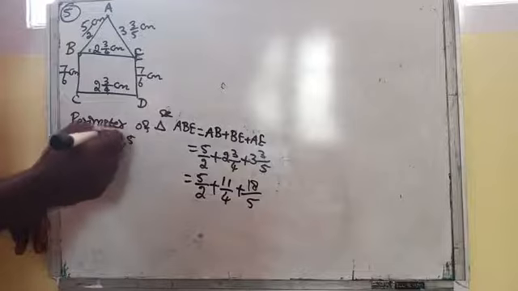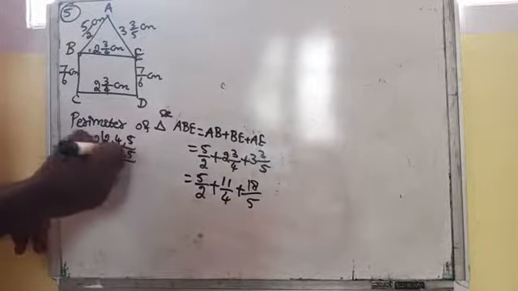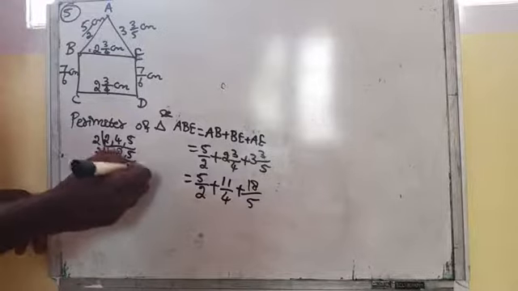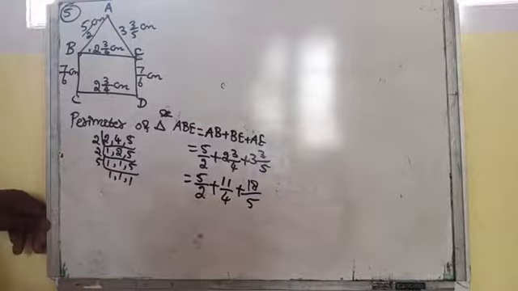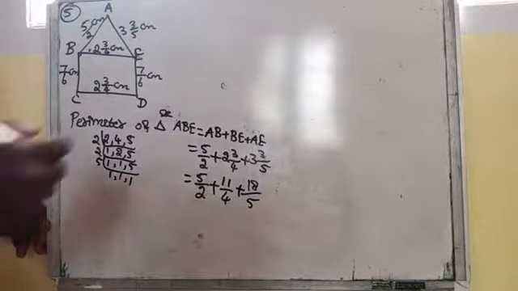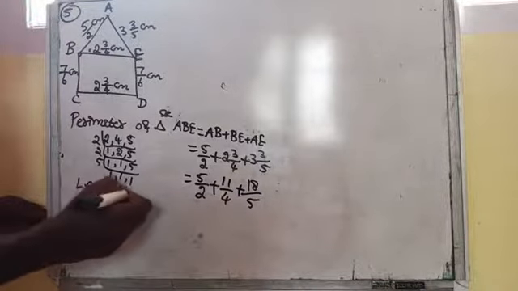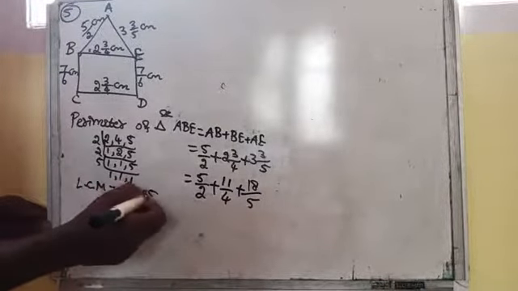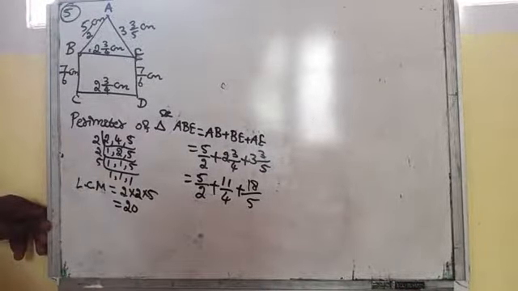Take the LCM now. It goes with the 2 table. 2 divided by 2 is 1, 4 divided by 2 is 2, 5 stays. Then 2 again: 1, 1, 5. Then 5: 1, 1, 1. So the LCM of 2, 4, 5 is 2 into 2 into 5, which is equal to 20. 2 twos are 4, 4 fives are 20.